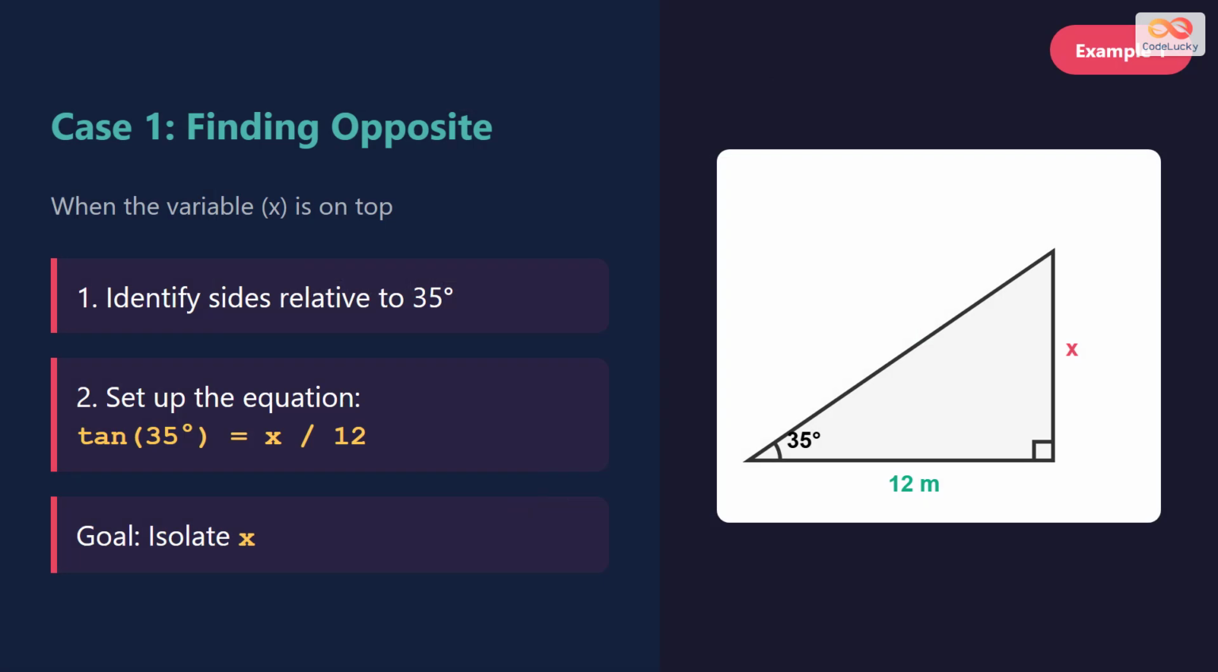Let's look at the first scenario. Here, we know the angle is 35 degrees and the adjacent side is 12 meters. We need to find the opposite side, labeled x. We set up our equation by filling in the values: tangent of 35 degrees equals x divided by 12.